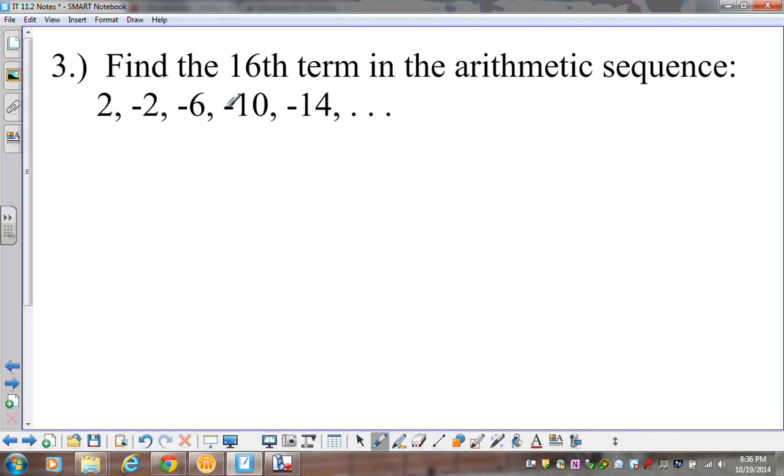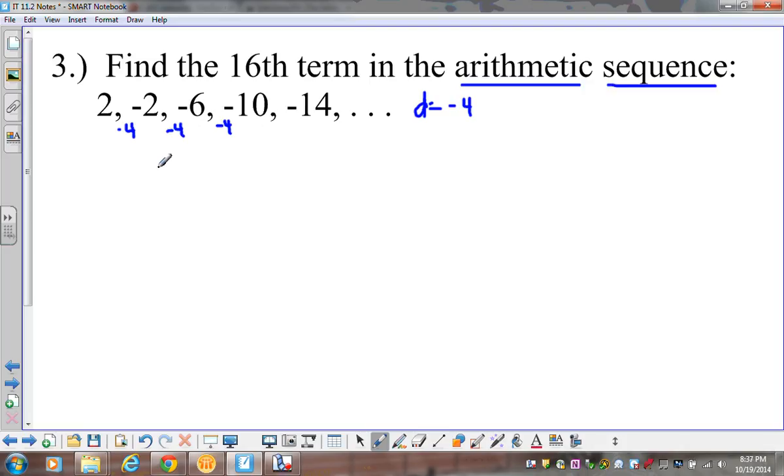In this case, find the 16th term in the arithmetic sequence. Again, the key here is arithmetic sequence. We know it's arithmetic, so there should be a common difference, and it's a sequence, so it's just a set of numbers. Let's find my common difference first. To get from 2 to negative 2, I subtract 4. Negative 2 to negative 6, subtract 4, and so on. So my common difference is, in fact, negative 4.